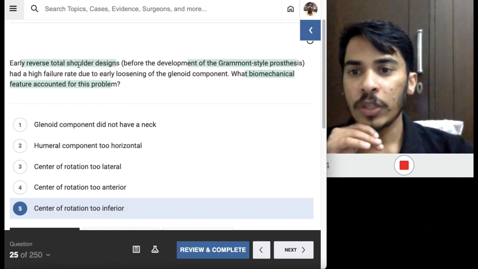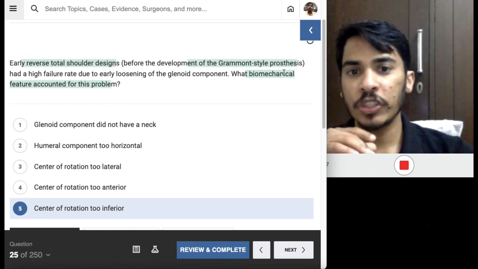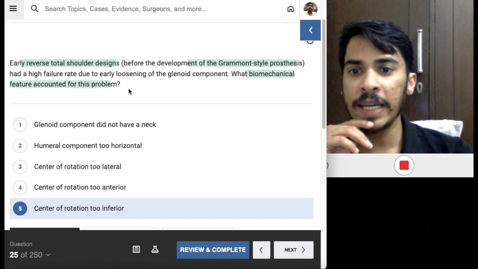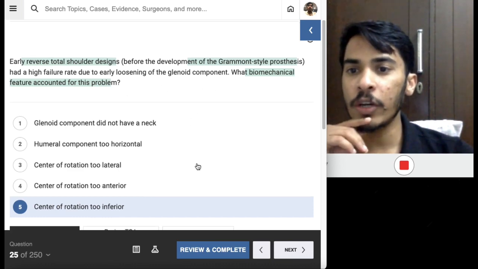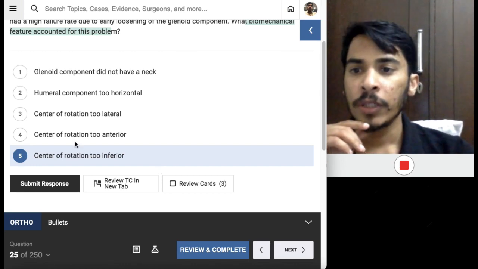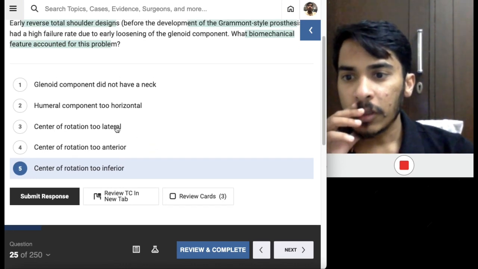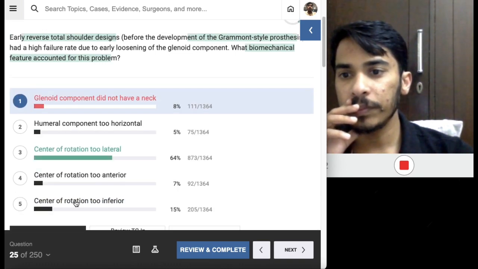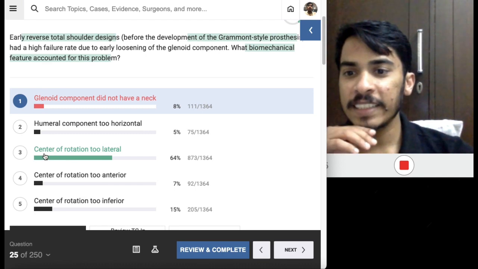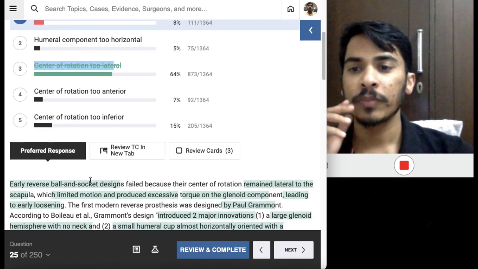Early reverse total shoulder designs, before the development of Grammont-style prostheses, had a high failure rate due to early loosening of the glenoid component. What biomechanical feature accounts for this problem? Glenoid component, center of rotation too inferior, humeral component too inferior, glenoid component did not have a neck. But the answer is center of rotation too lateral. This is the answer.